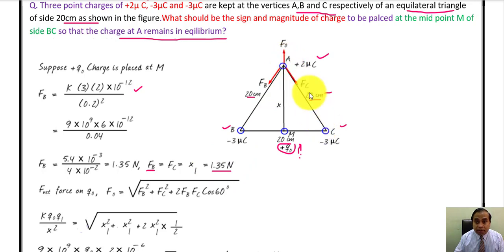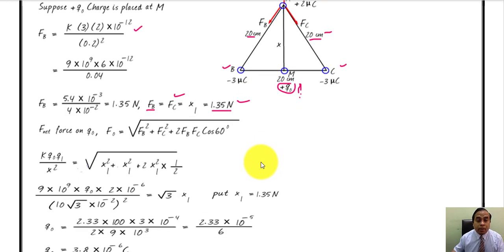Now you see, what about FC? Previously when FB we were calculating, तो 2 microcoulomb minus 3 microcoulomb were the charges. अगर FC देखें तो भी वही charge value, वही distance value, तो वही force value भी. So FB and FC both are equal and it is equal to 1.35 Newton. Now what is the net force?